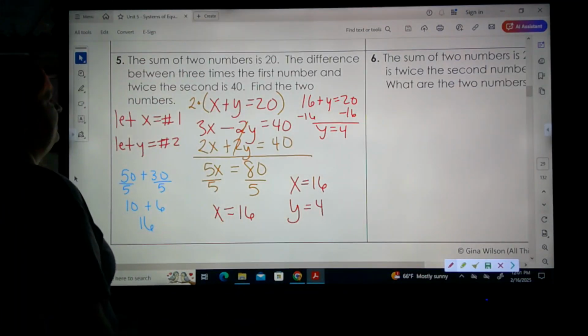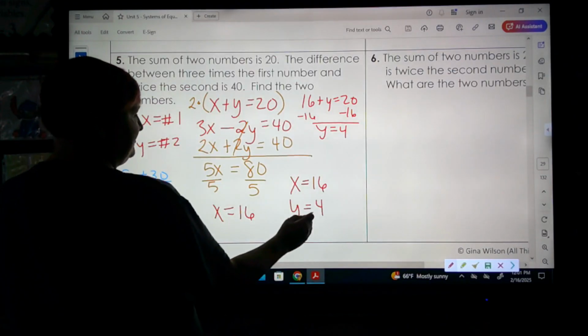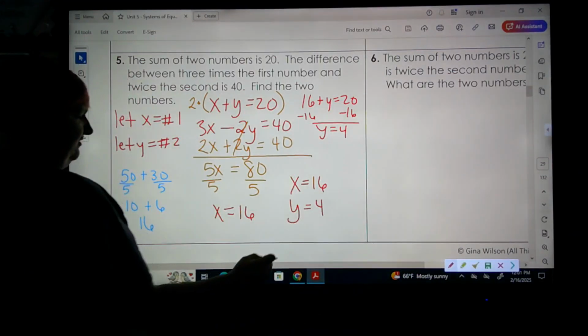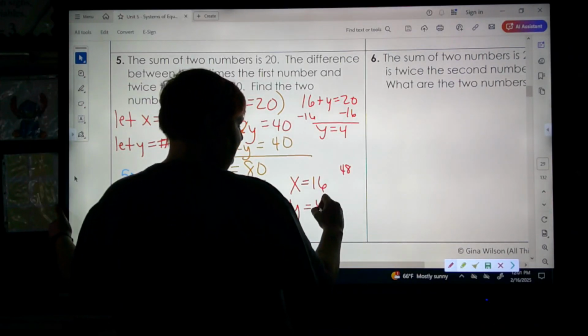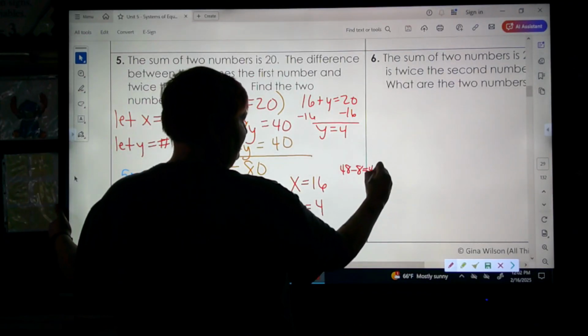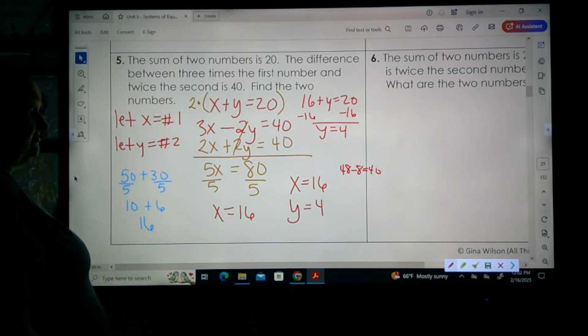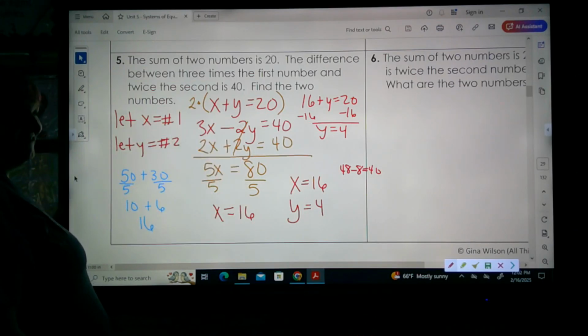That is correct. The difference between 3 times the first number and twice the second is 40. 3 times 16 is 48, and twice the second number, which is 8, the difference is 40. Well, we know we have the right answers. After you get more practice, half of this can be done in your head. But you have to get some more practice first.